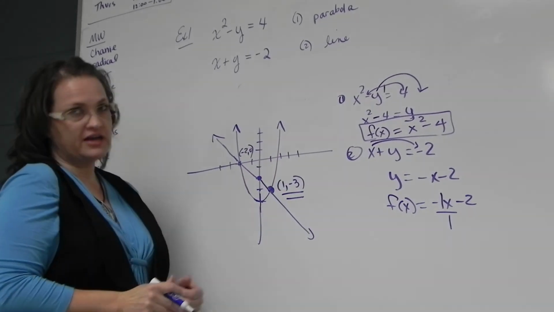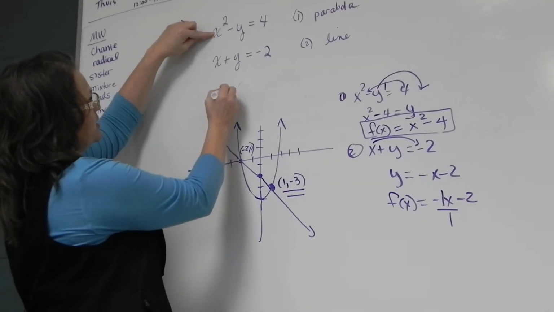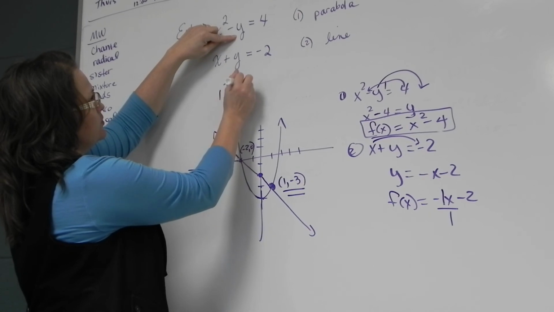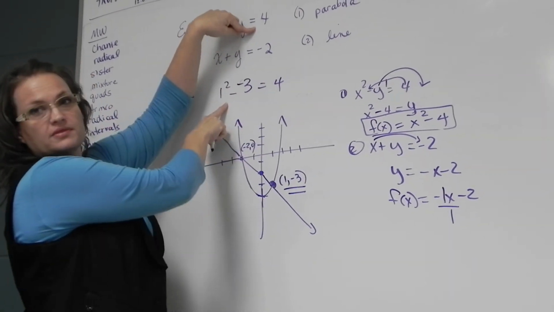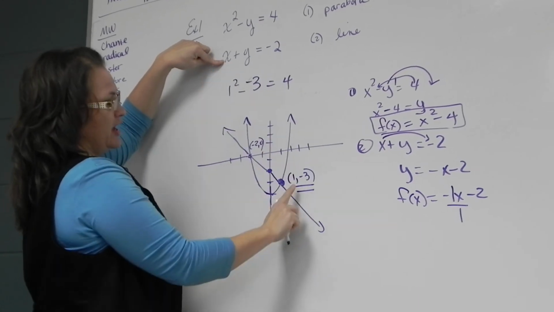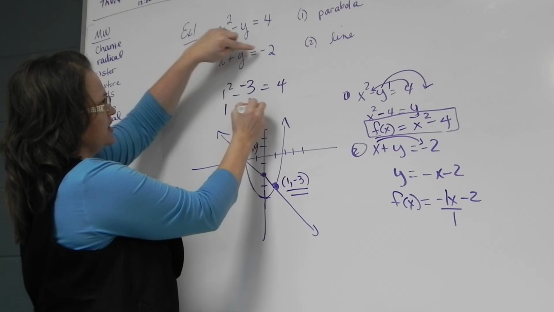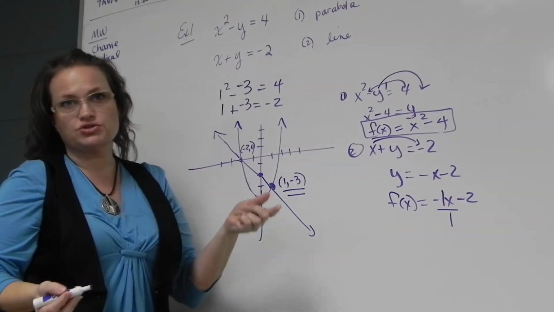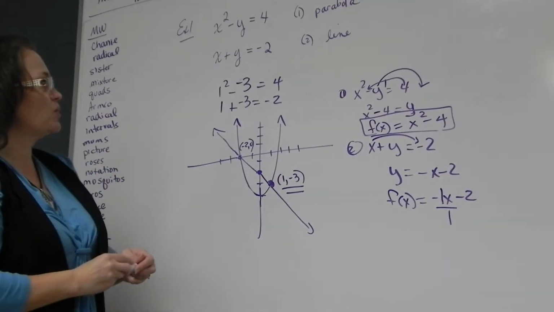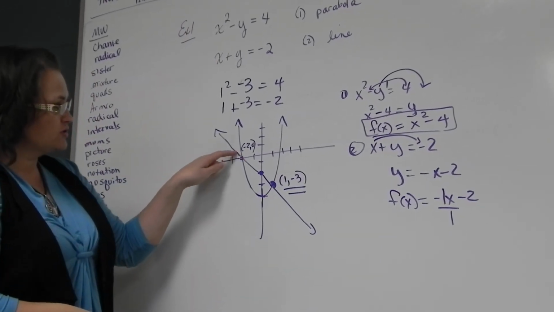We can verify that that is truly a solution. It should work in both equations. So 1 squared minus -3 for y equals 4. That checks out. In the second equation, 1 for x and -3 for y would be 1 plus -3 equals -2, and that is true. If it's a solution, it should work back in both equations. So that's one answer.